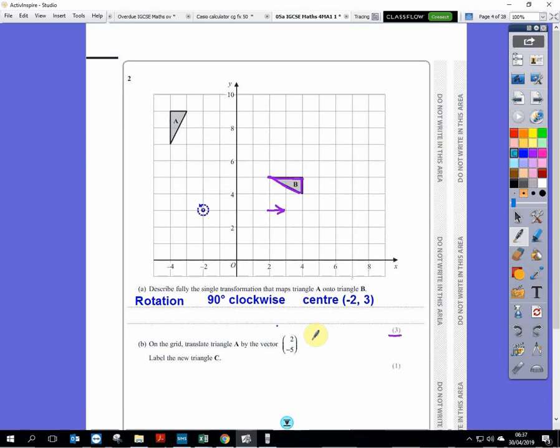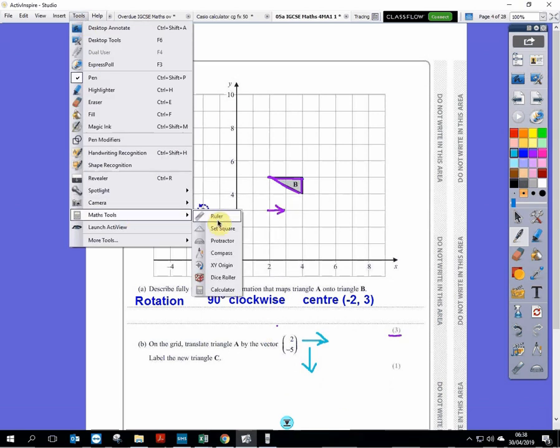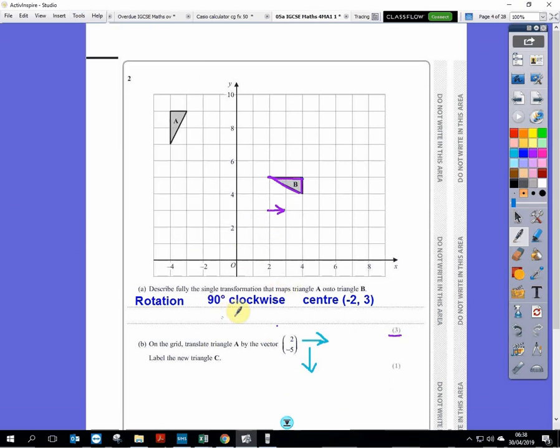Okay, the next one says to translate triangle A by the vector 2, minus 5. 2 as the first number means 2 to the right, and then the negative 5 means 5 down, and make sure you move the correct triangle. It says triangle A, so choose a corner on triangle A. Just have a quick look at the scale to make sure every square is worth 1 in both directions, and it is.